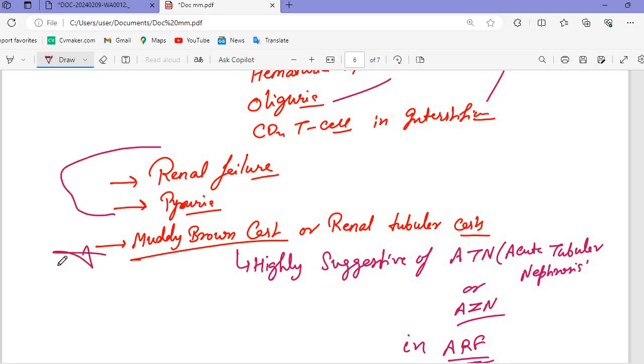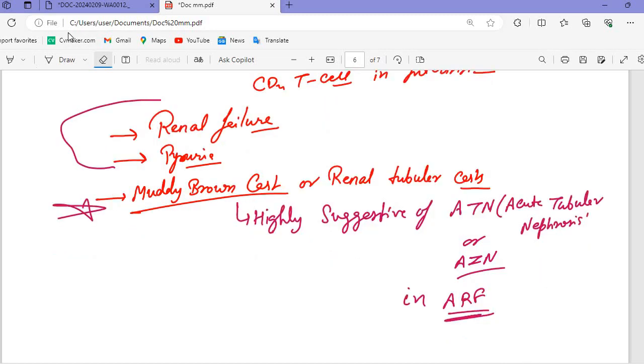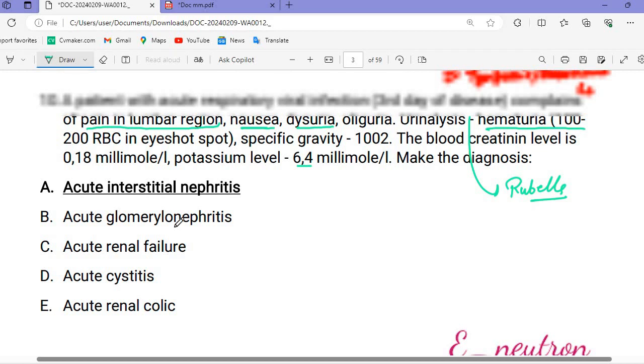We have the muddy brown cast or the renal tubular cast, highly suggestive of acute tubular necrosis or AIN.